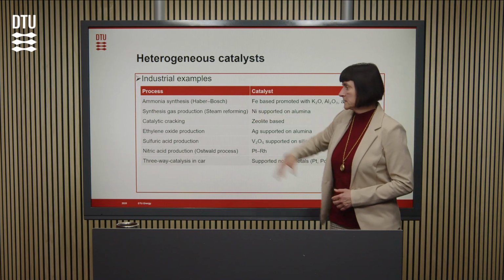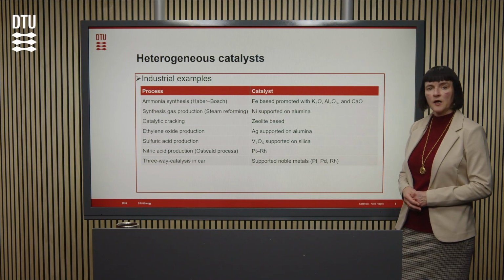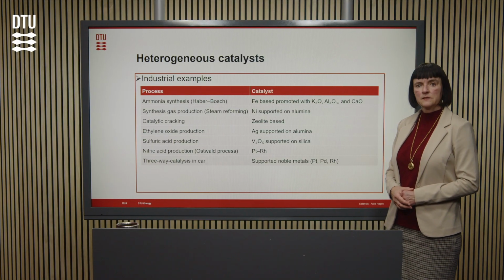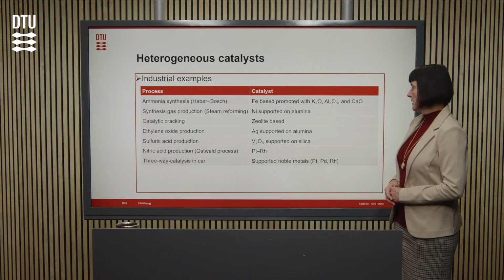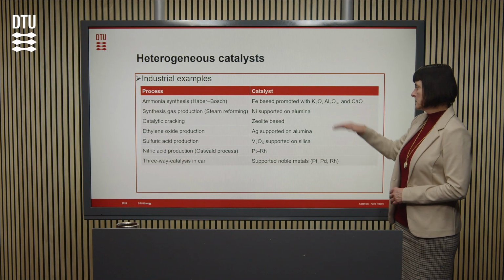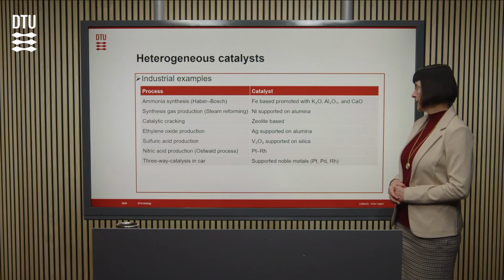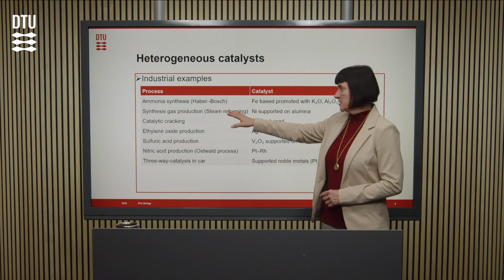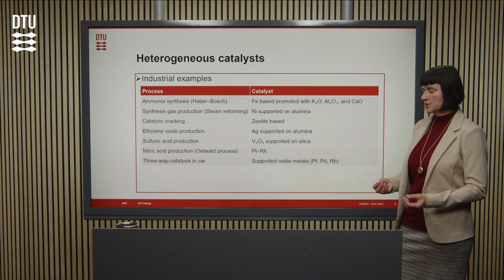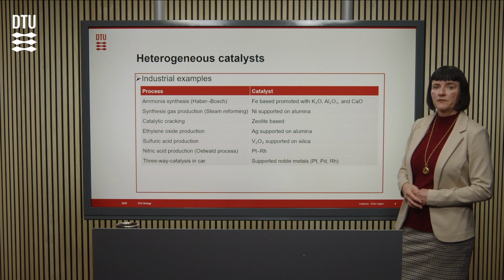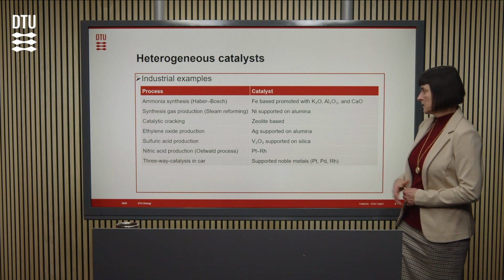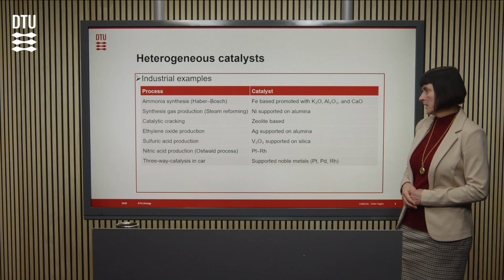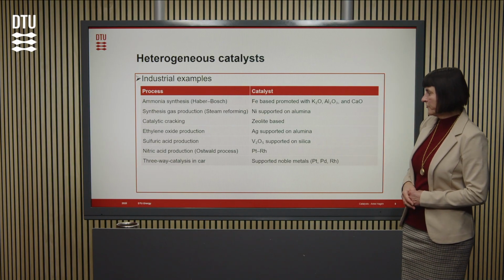One very prominent example is ammonia synthesis via the Haber-Bosch process, where we use iron-based catalysts that are promoted by potassium oxide and supported on aluminum oxide and calcium oxide. Other examples are steam reforming to make synthesis gas to further arrive at hydrocarbon products. Here we actually have nickel, a metal, supported on aluminum oxide. And so you can go further down the row.